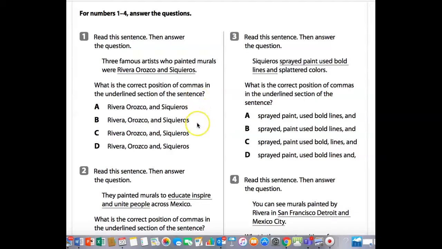Okay, so you've got just a comma right here, not after Rivera. Okay, comma here, and then there would be a period here. Okay, not here around the and. So it's a list in a series. These are the artist names: Rivera, Orozco, Siqueiros. So it would be Rivera, comma, Orozco, comma, and then Siqueiros, but you put a period at the end. So that would be B.